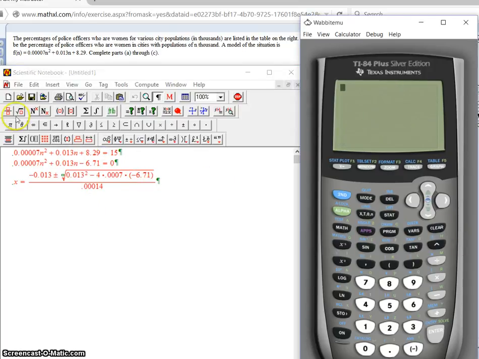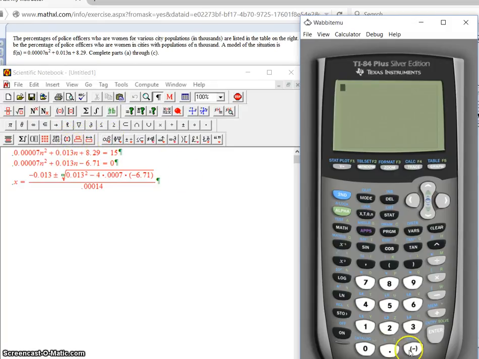All right, Mary, you have this equation, and you set it equal to 15. To solve, I moved the 15 over, so that gives me a minus 6.71 there. And then I use the quadratic formula, negative b plus or minus square root b squared minus 4 times a times c all over 2a.